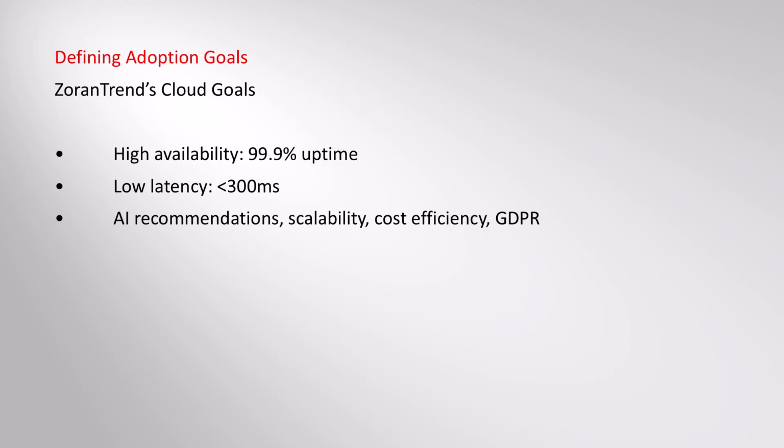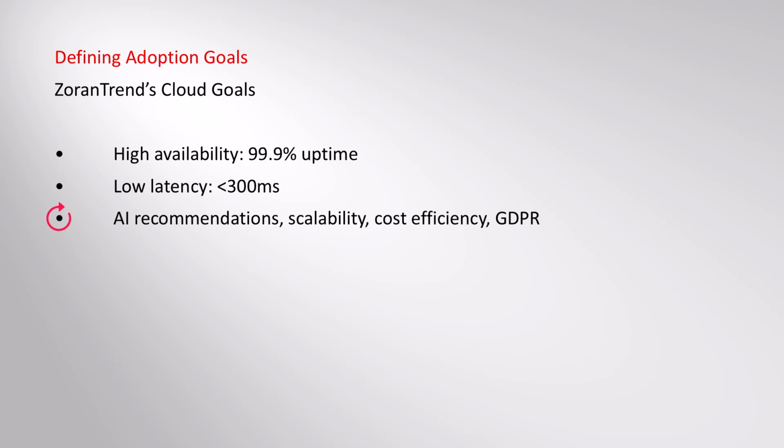First, define cloud adoption goals. Using stakeholder inputs, we establish Zoran Trend Retail's cloud adoption objectives, ensuring high availability with 99.9% uptime for the website, mobile app, and database to avoid costly crashes. Achieving low latency with response times under 300 milliseconds for steady and peak traffic.